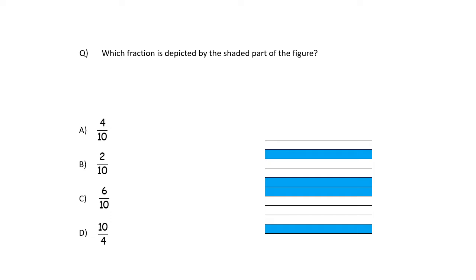Let's move to this question. Which fraction is depicted by the shaded part of the figure? Let's count. How many boxes are there? 1, 2, 3, 4, 5, 6, 7, 8, 9, 10. Out of a total of 10 boxes, actually shaded are just 1, 2, 3, 4. So the final answer is 4 over 10. The correct answer is the first one.